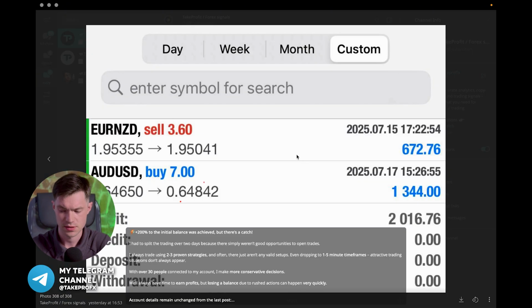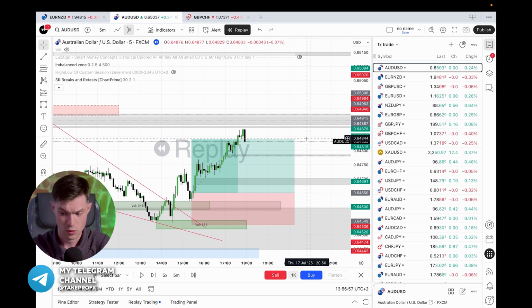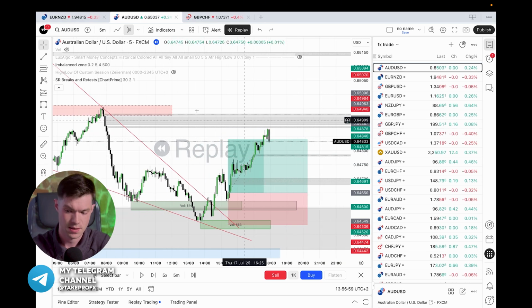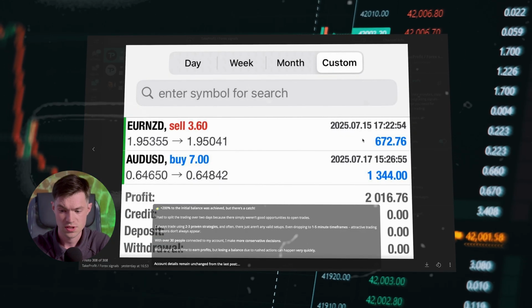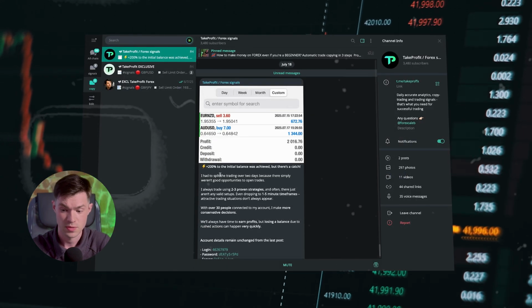In the real trade, at 64,842, I had made a take profit just somewhere at the same level. Thus, in one trading session with a balance of 1,000, I managed to make 3,000.